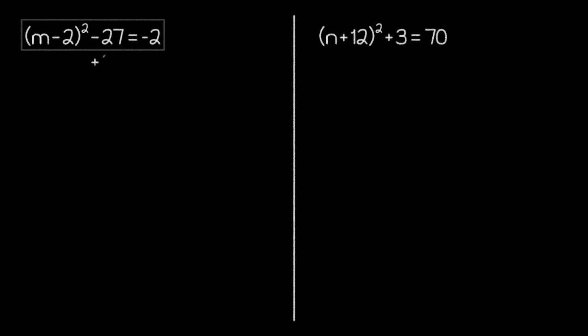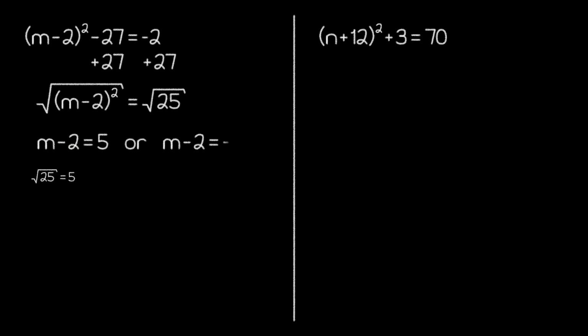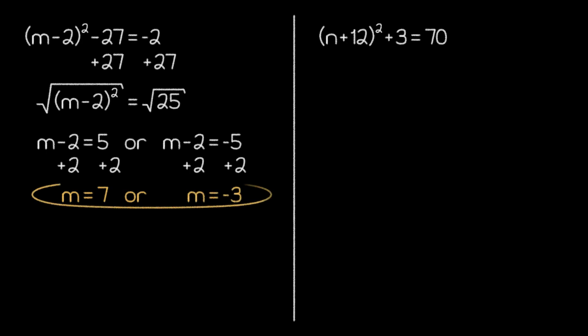Next, let's try solving a couple equations without boxing. In this case, we can add 27 to both sides to see that the square of the parentheses is equal to 25. This means that the expression inside the parentheses could be 5 or negative 5, which we represented visually by taking the square root of both sides of the equation. Finally, we can add 2 to both sides of both equations to see that m can be either 7 or negative 3.